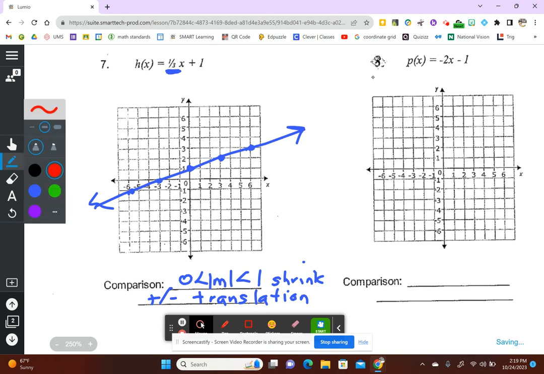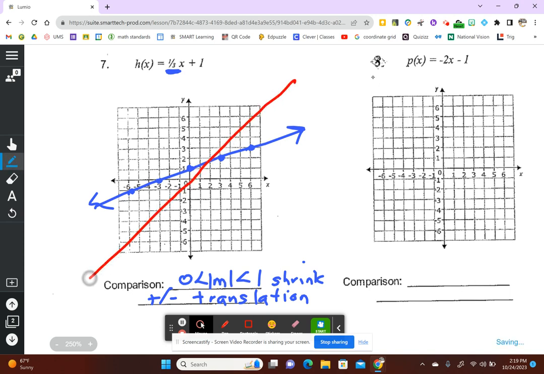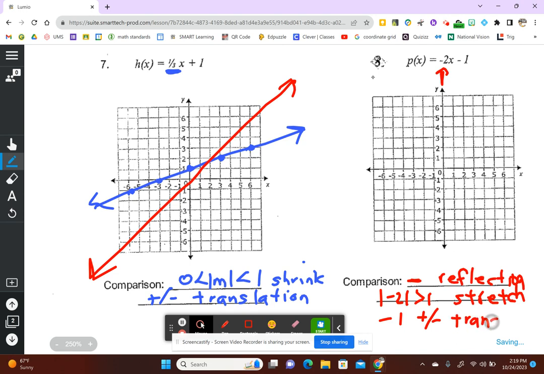And I should draw the parent function, which looks like that. Okay, now for the next one, let's take it step by step. What does the negative do? The negative means it's a reflection. The absolute value of -2 is greater than 1, so that's a stretch. And we're subtracting 1, and that means translation. So this last one, we have 3 different transformations.